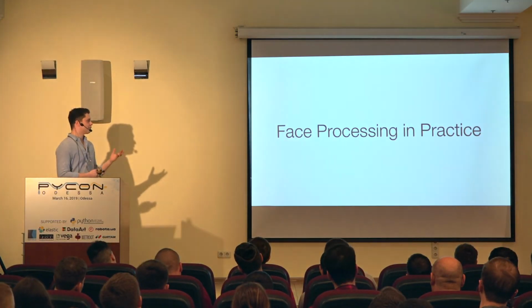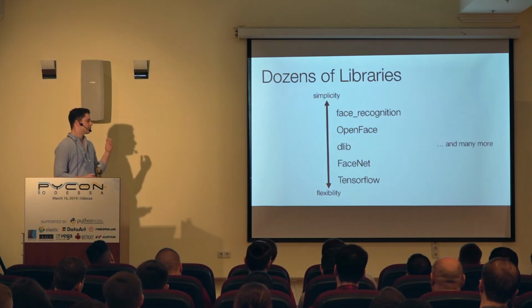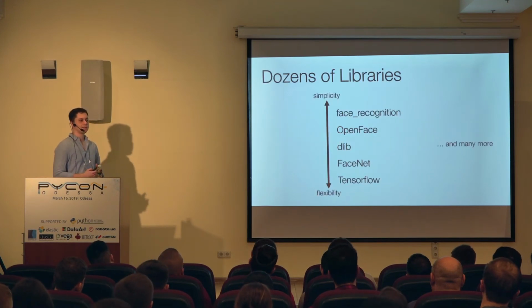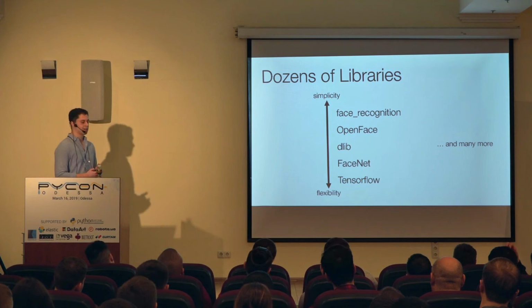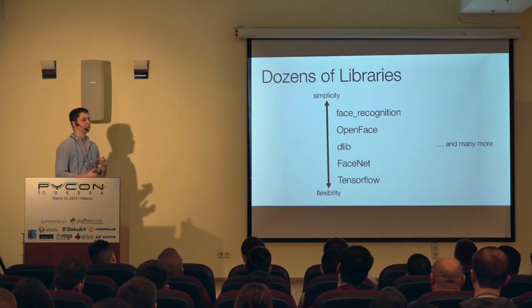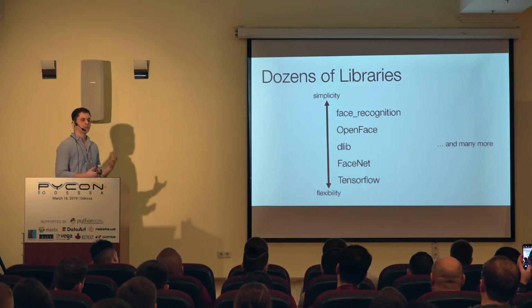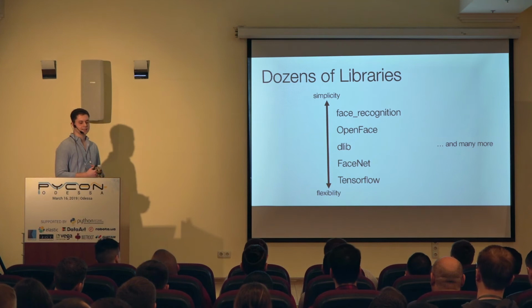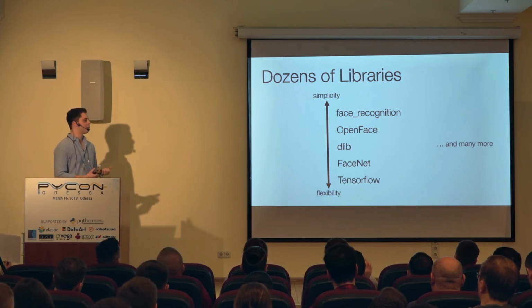And then finally, I just wanted to touch on how to actually do face processing in practice. There are dozens of libraries out there that people are commonly using. Some of those focus on simplicity. For example, for this talk, I talked about this library called face recognition, which is really focused on simplicity. In 2 or 3 lines of code, you can solve the most common face processing tasks. And then you can also go for the more flexible libraries that have a lot more power.